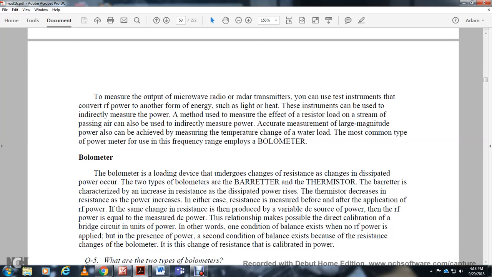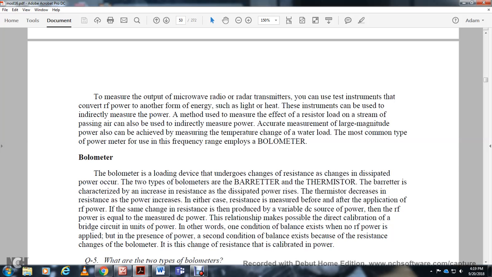The bolometer is a device that undergoes a change of resistance with the change of the power dissipated in it. Two types of bolometers are the barretter and the thermistor. The barretter is characterized by an increase of resistance with dissipated power, while the thermistor shows a decrease of resistance with power increase. In either case, the resistance is measured before and after the application of radio frequency power.